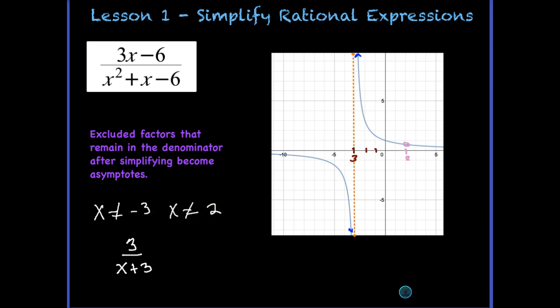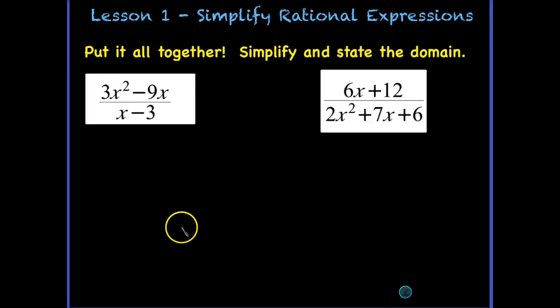Okay, let's go back to our simplifying, since that's the main reason for this lesson. Let's actually do 2 more. Go ahead and pause the video and you try these, and then come back and see if you did them correctly.